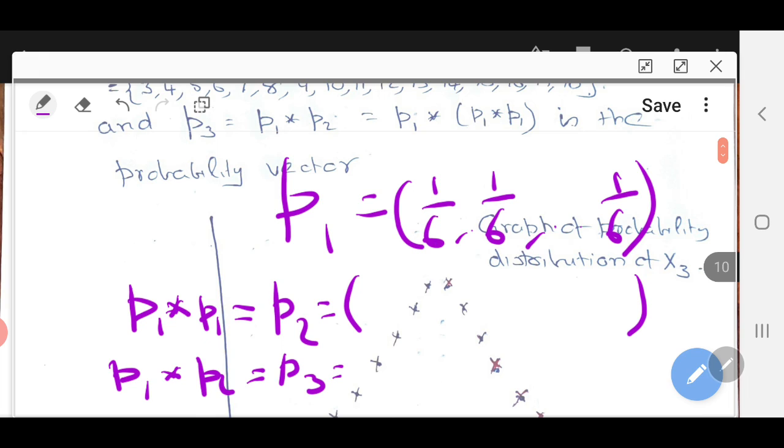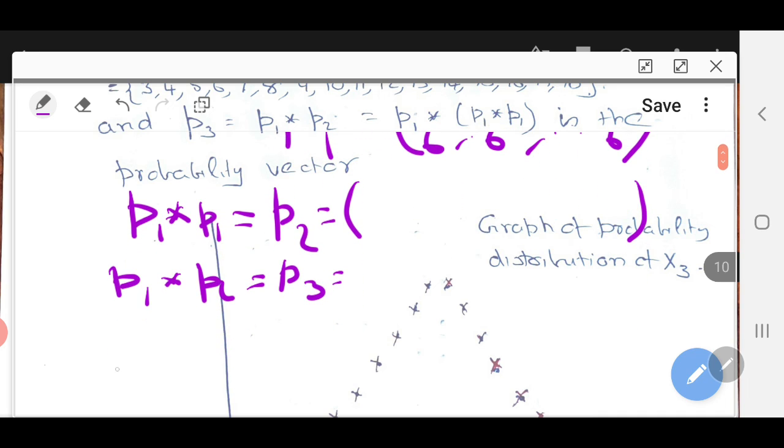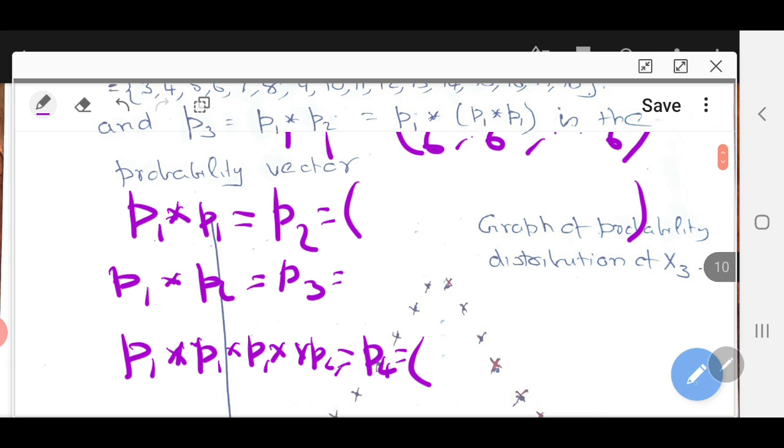So it has more terms, is what I mean to say. When you keep on increasing the power of convolution, that is P1 star P1 star P1 star P1, you have P4. So what is happening here is that you are getting more non-zero numbers.